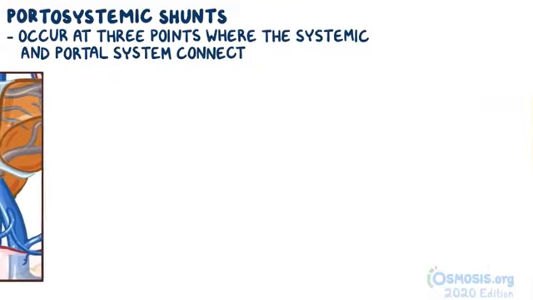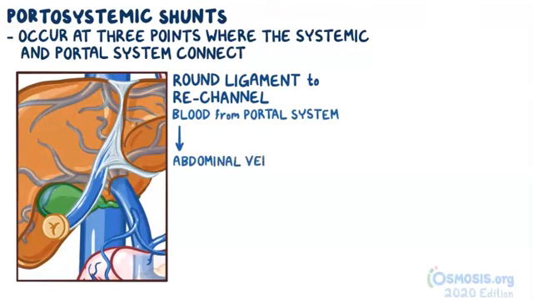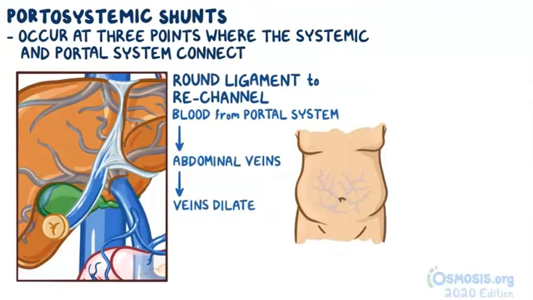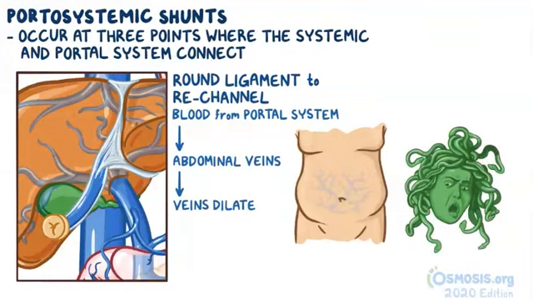Finally, portal hypertension causes the round ligament to rechannel, allowing blood from the portal system to pass into the systemic veins of the abdomen, which dilate, making the abdomen look like the head of the Greek mythological creature Medusa, the one with snakes for hair. So this consequence is frequently termed caput Medusa.